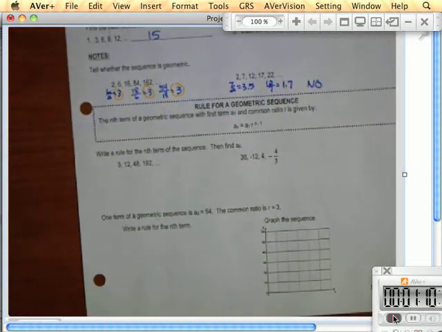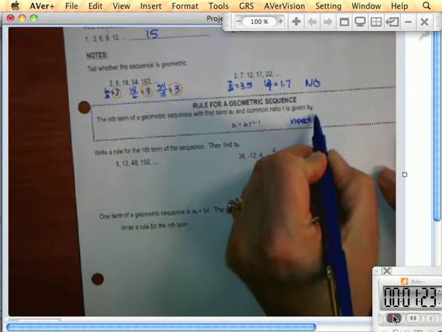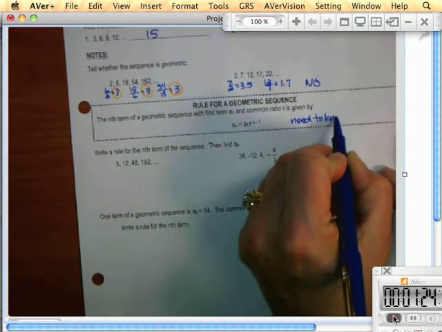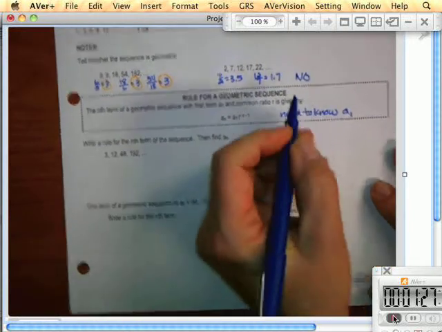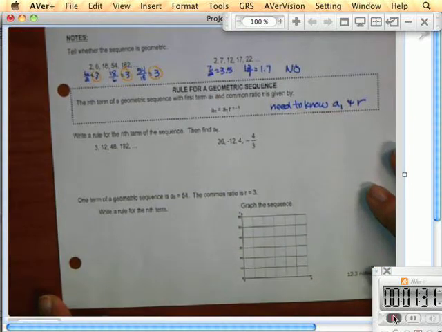So if you have to come up with a function or the rule, this also has a nice little equation. And you will be given this on the test. Yeah, you will. In order to write the rule, you need to know A1 and R. Those are the two things you need to know in order to write the rule.